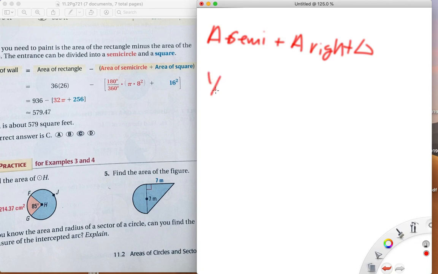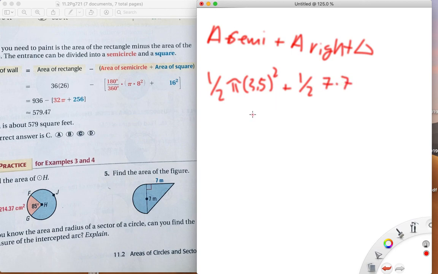So 1/2 pi 3.5 squared plus, for area of a triangle, we know area of a triangle is 1/2 base times height. So it's 1/2. In this case, the base and the height are the same number. They're both 7. So 1/2 7 times 7, or 7 squared.